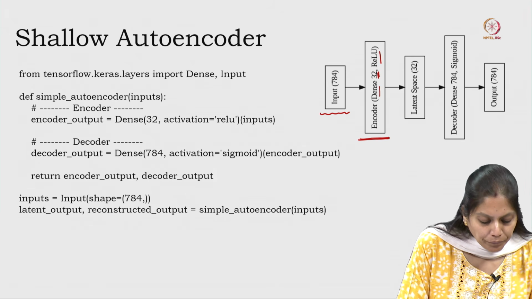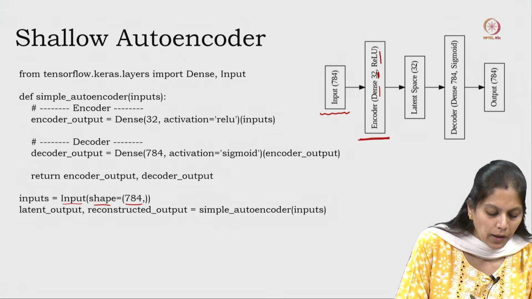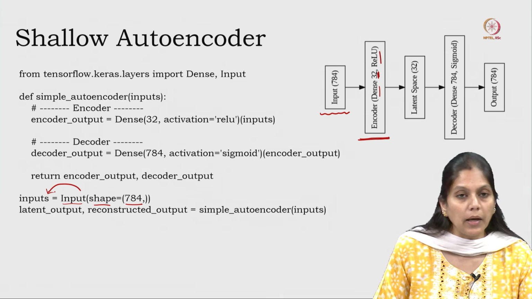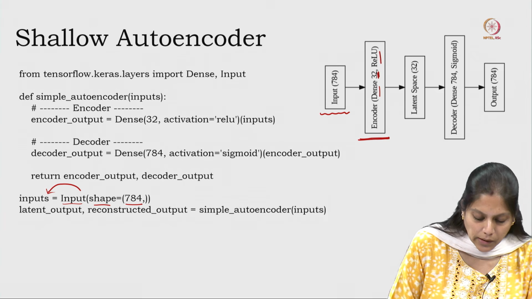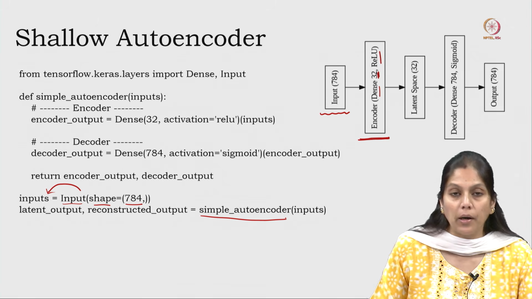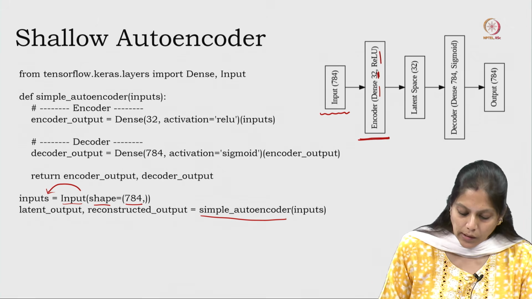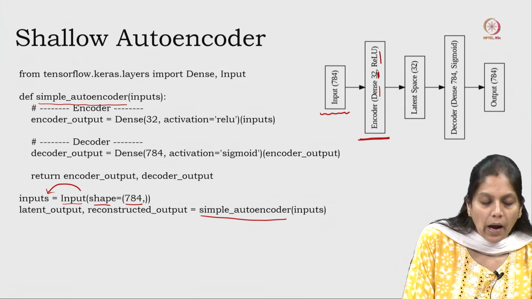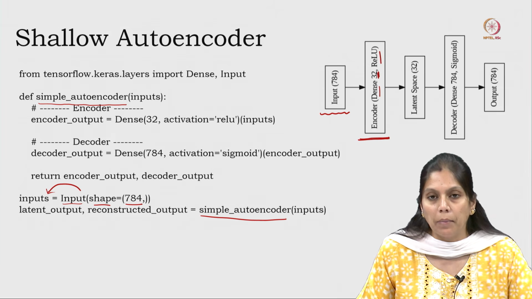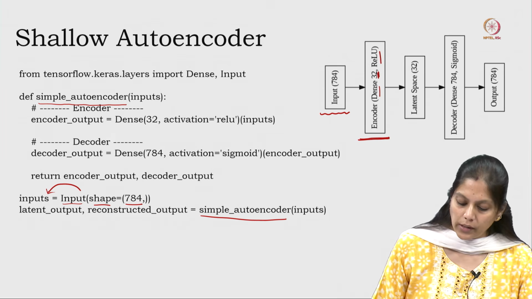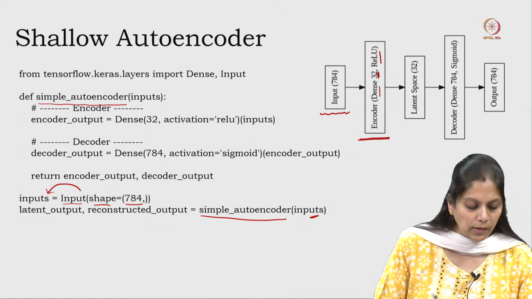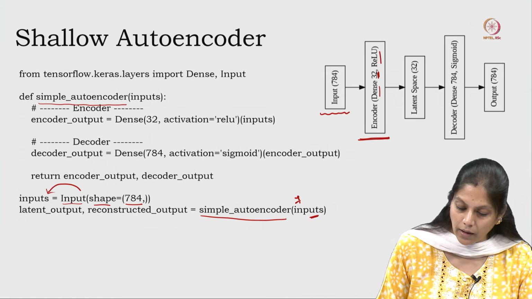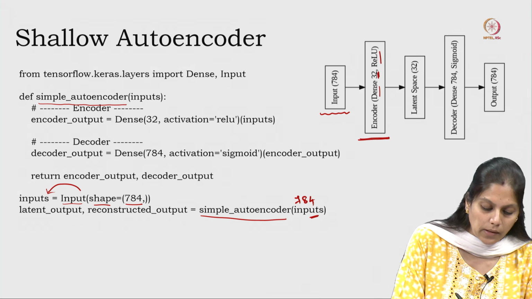Can you see here? The input shape here is 784, which is passed to a variable called inputs. That input is passed to a function called simple_autoencoder. Can you see there is a function defined, and the name of that function is simple_autoencoder. What is being passed to it is this input, which means 784 is passed here. So, this is now 784.